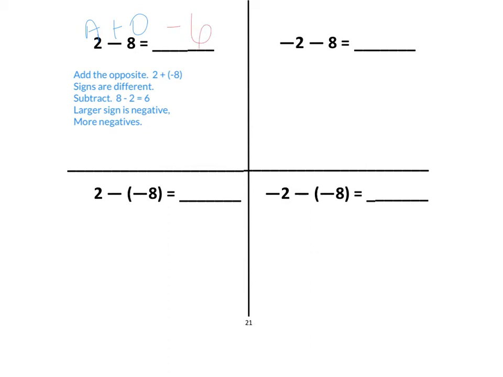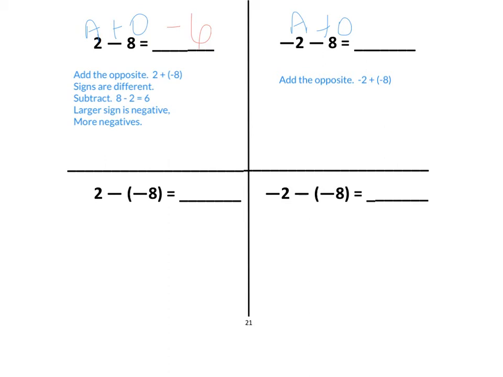Let's try the second one. Negative 2, take away 8. We know the first thing to do is add the opposite. So we say leave the first number alone, change subtraction to addition, and do the opposite sign of the second number. So negative 2 minus 8 turns into negative 2, subtraction becomes addition, and a positive 8 is now negative 8. Remember that we put those parentheses in because saying plus negative looks funny without them.